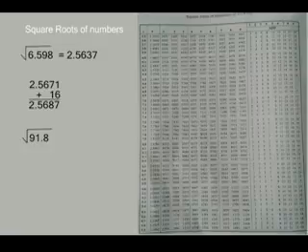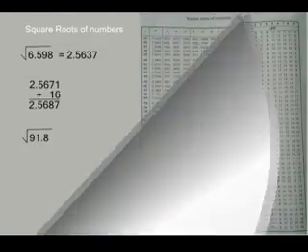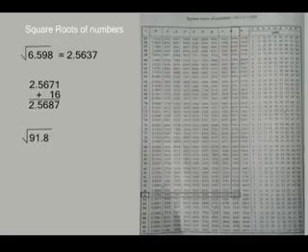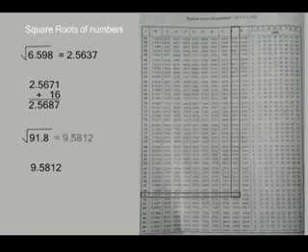Square root of 91.8. Here we go to the tables from 10 to 99.99. 91 is here. The numbers in this row all begin with 9 points. So we go to the column of 8. The number is 5812. So it's actually 9.5812. No second decimal place, and we stop here. So the square root of 91.8 is 9.5812.